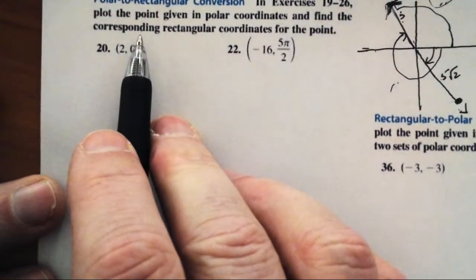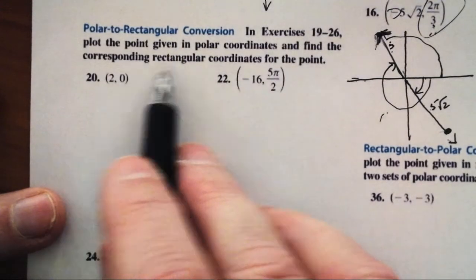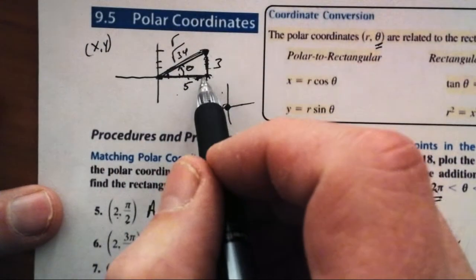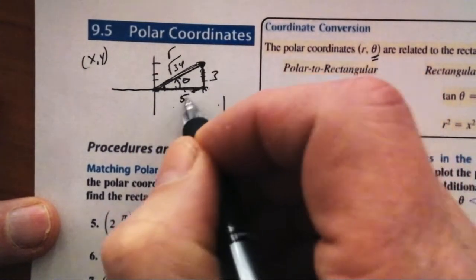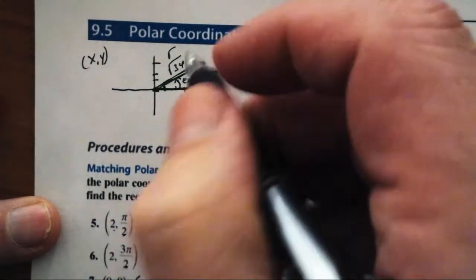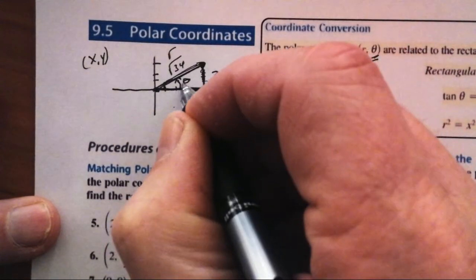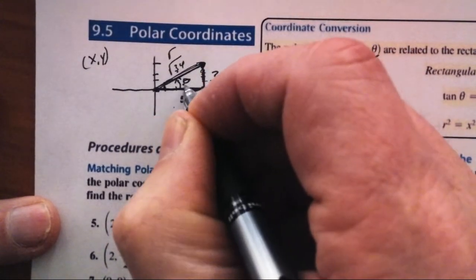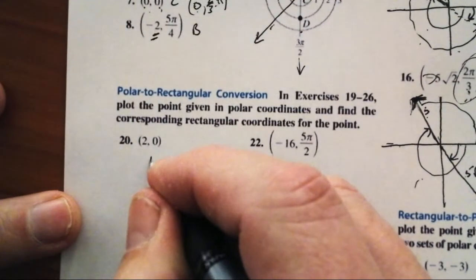Okay, and then we've got some problems where we're going to plot a point that's given in polar and then change it to rectangular, much like we could change this point up here. Let's say this was rectangular. This is more like number 36 and 40, but this point right here, 3, 5, should be able to be changed into that angle, square root of 34, and that angle. Okay? So let's plot this.